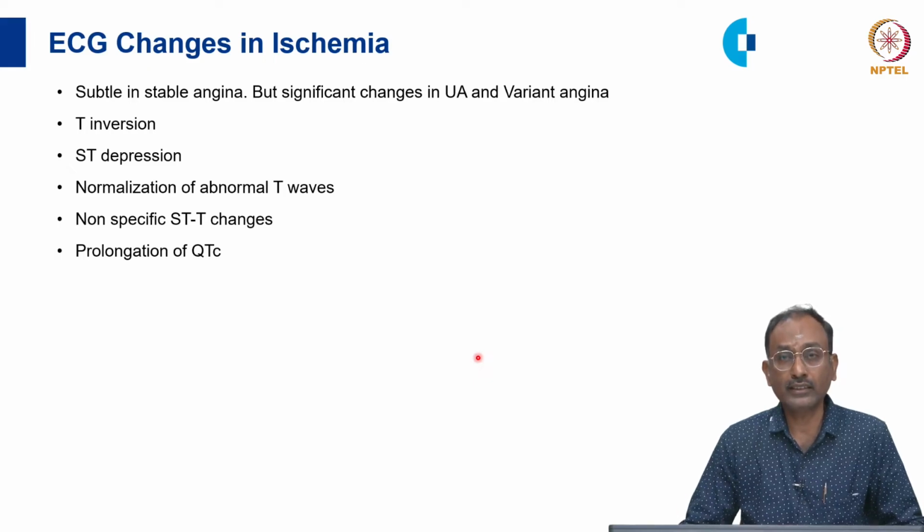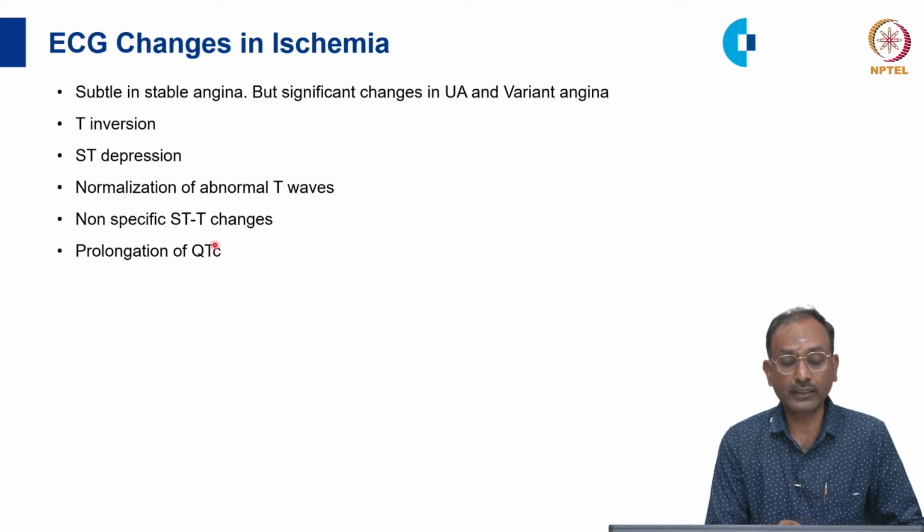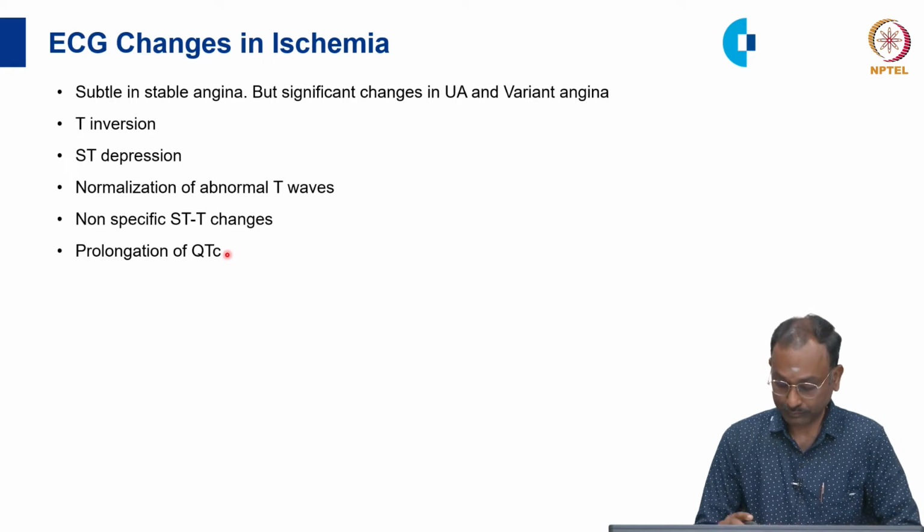So what are the common ECG changes in ischemia? Usually they are very subtle in stable angina, what we call chronic stable angina pectoris, but we have significant ECG changes in unstable angina and variant angina. The two important ECG changes are the T-inversions and ST depression. So we are going to see the classical features of ischemic ECG changes in the coming slides. Very rarely, normalization of abnormal T waves, non-specific ST changes and prolongation of QTc can also be a feature of underlying ischemia.